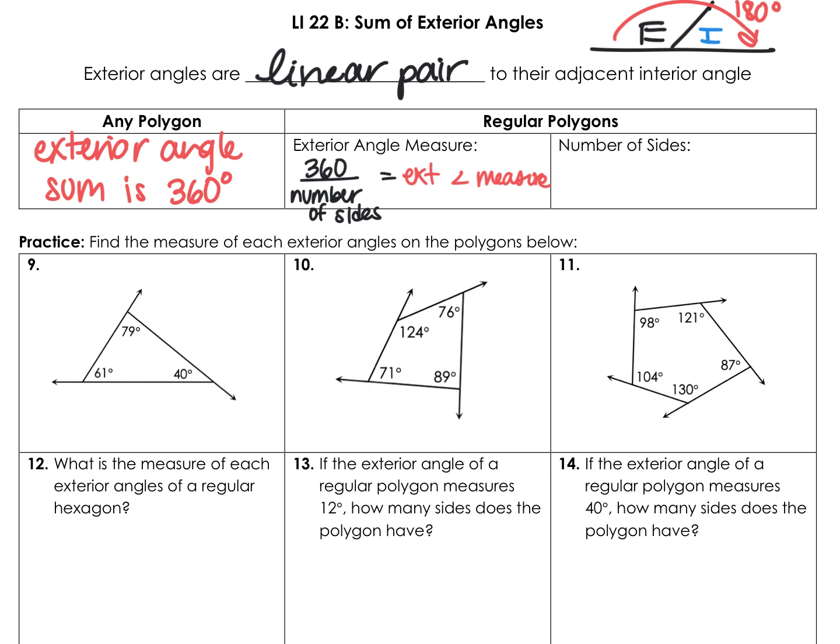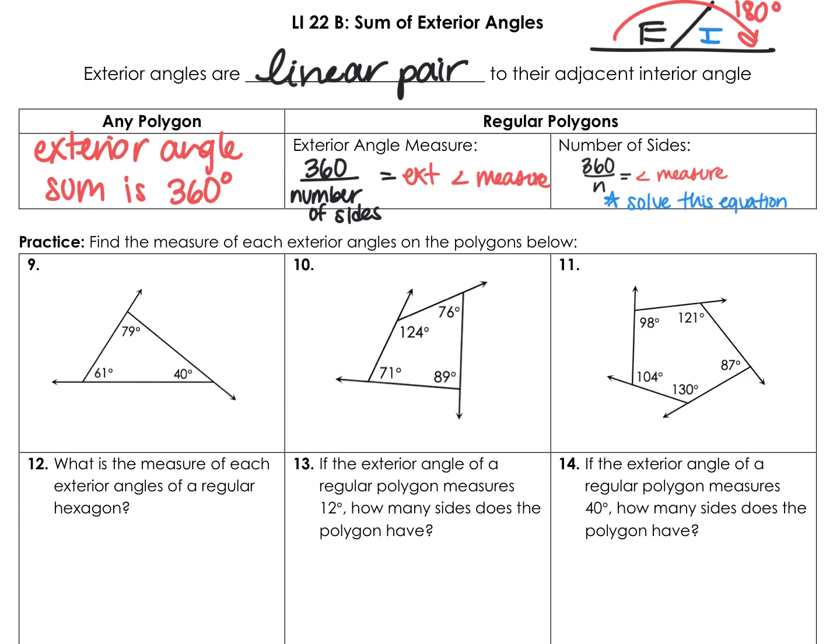If I'm trying to solve for my number of sides, like going backwards, I know 360 divided by n gets me my angle measure. So what would I need to do? I would need to solve this equation, which basically means that you end up doing 360 divided by the angle measure. Okay?